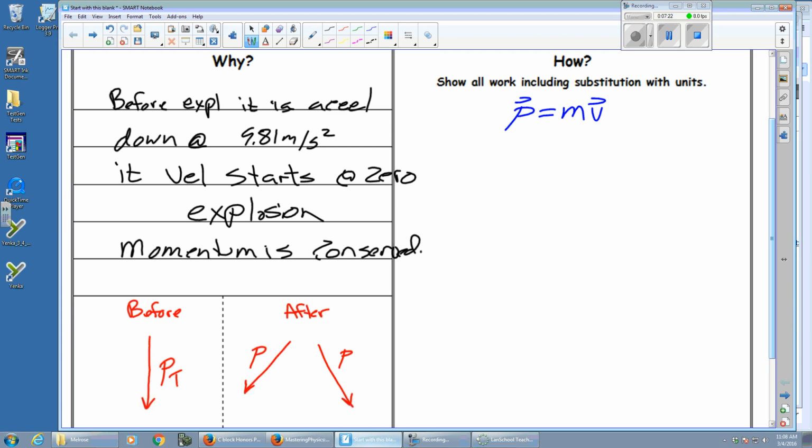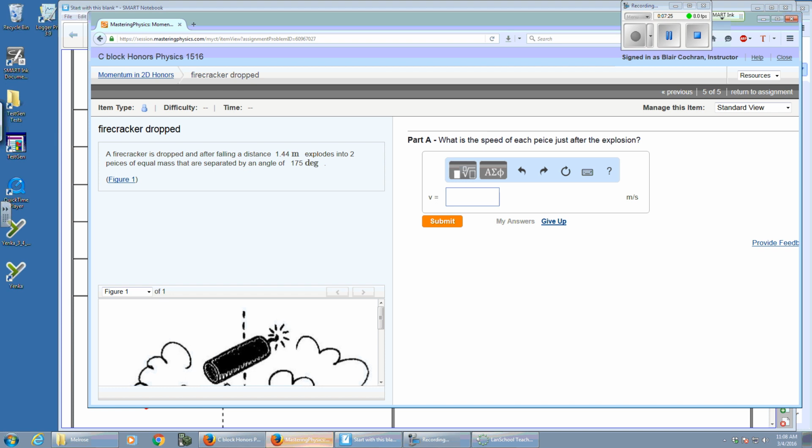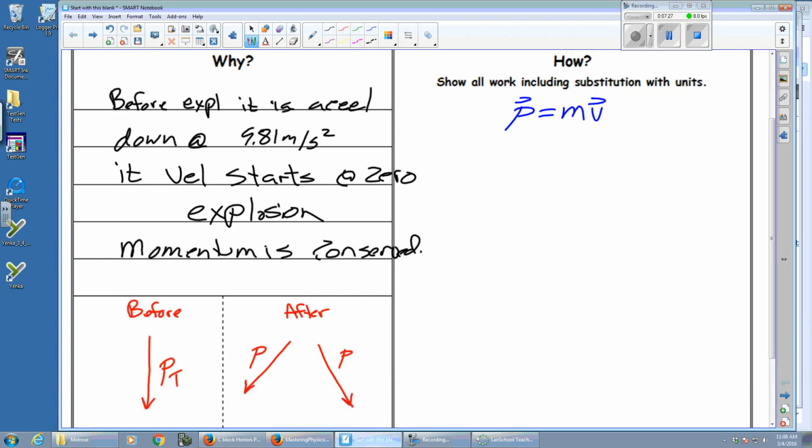What do they actually want us to find? The speed of each piece. All right, so I'm going to break this into X and Y directions, because that's how I'm going to approach all of them. So beforehand, that's pretty easy. P total is all in the Y direction. Afterwards, I've got P in that direction. Got some angle there.